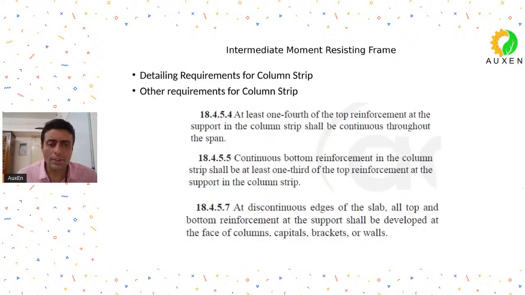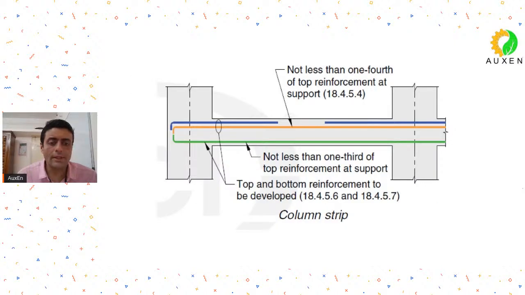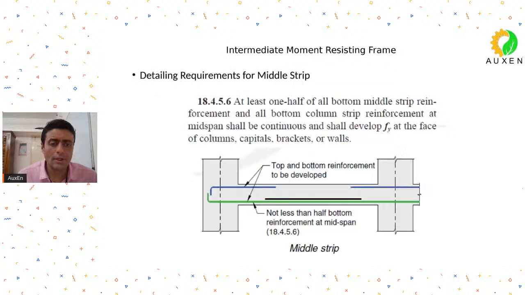I have also written down the clause numbers over here. And then the figure, ACI has provided this figure, very easy, I think, to understand. Similar figures you get in IS 13920 also. So you can see the reinforcements and their criteria that they have to meet.